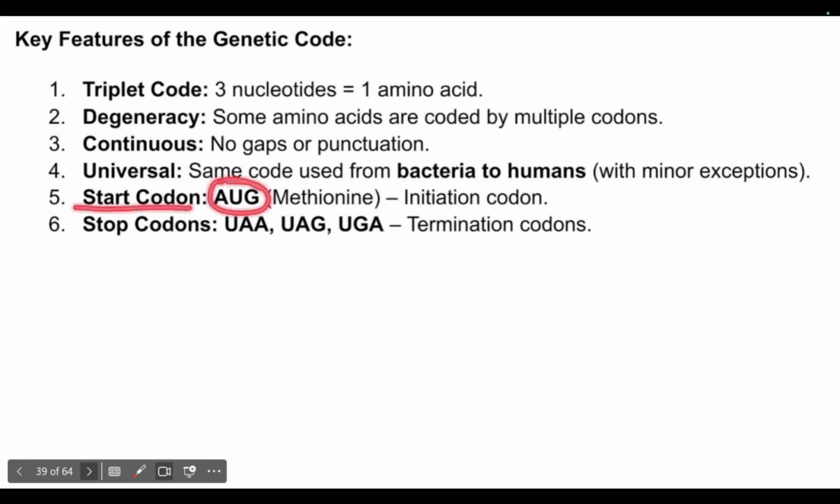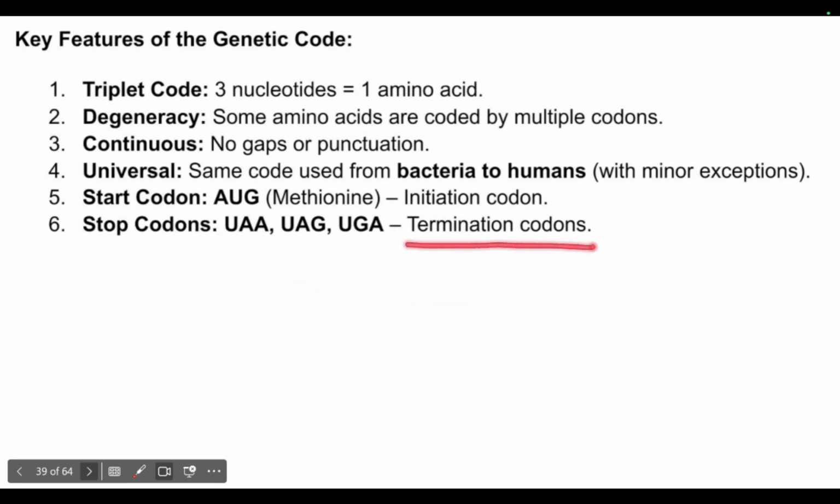AUG is the start codon which codes for the amino acid methionine. It is also called the initiation codon. In every mRNA, the coding sequence always starts with AUG. The stop codons include UAA, UAG and UGA. These stop codons do not code for any amino acid, but they help in termination of translation, so they are called termination codons.